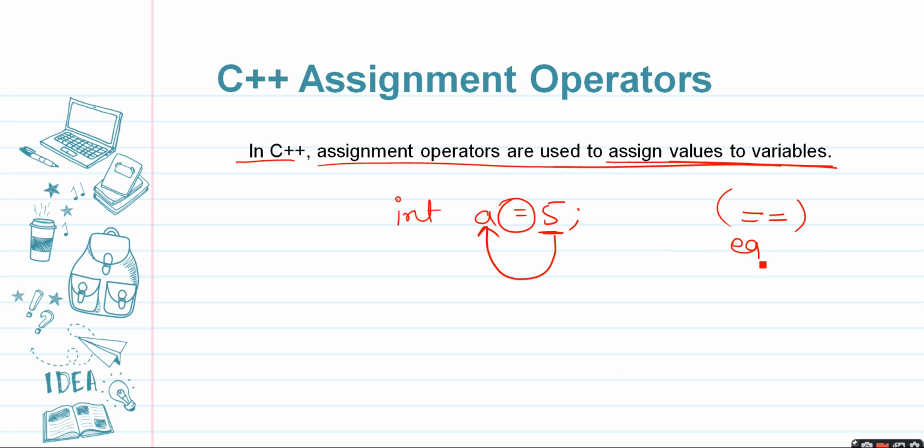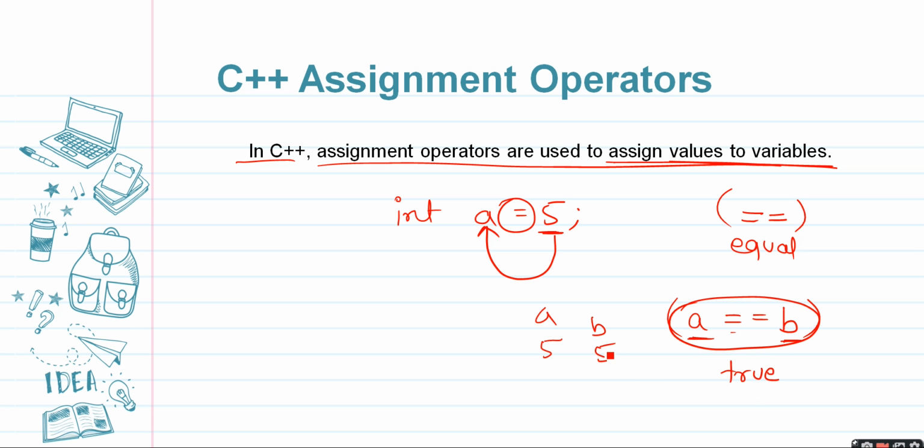To check for equality. Let's say I write a equals equals b. What does it mean? If a value is 5 and b value is also 5, then this expression is going to return true. If b value is 6 and I write a equals equals b, then it is going to return false, right? So double equal to is used in our condition expressions, but only a single equal is used to assign values.